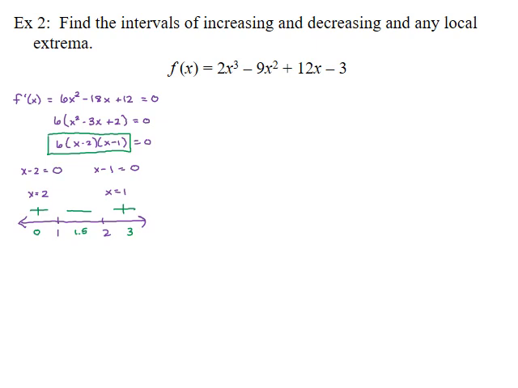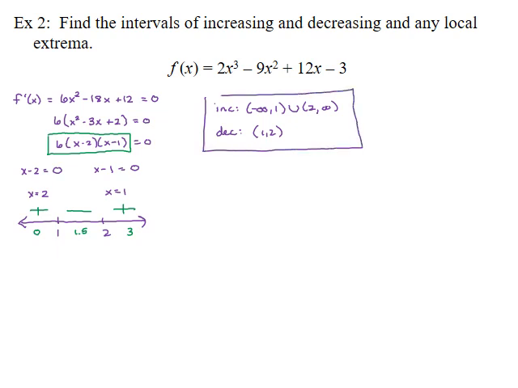So now you can start to answer your questions. What is the interval of increasing and decreasing? So increasing is your positive intervals. That's going to be from negative infinity to 1, union 2 to infinity. And then decreasing, you're going to be just in the middle part, from 1 to 2. There's your first two answers.